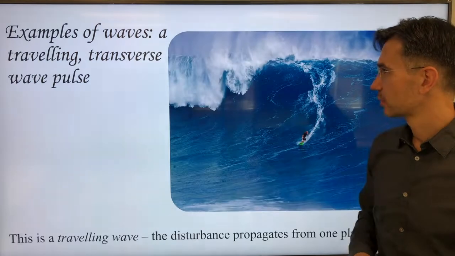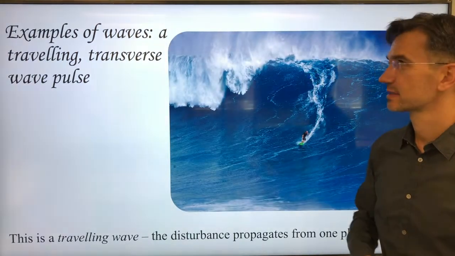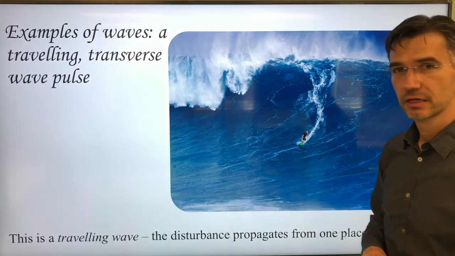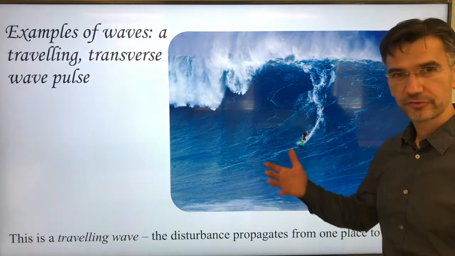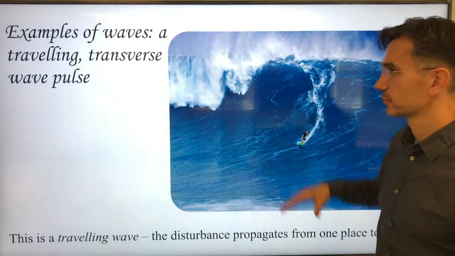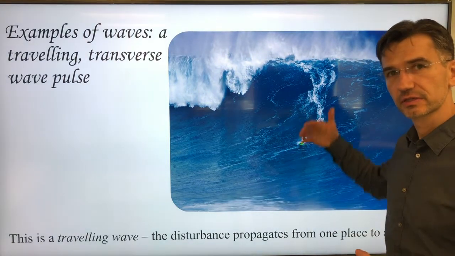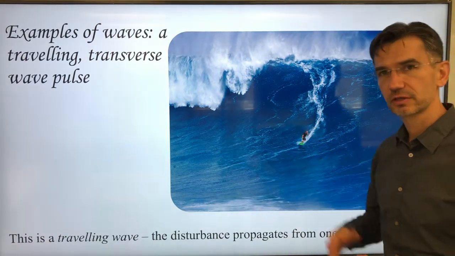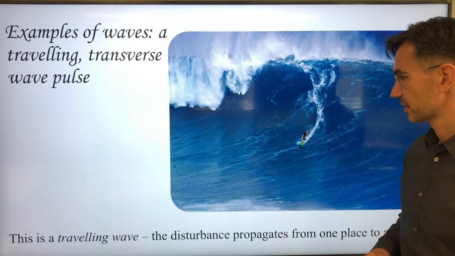And let's go back to our ocean wave. This is an example of a traveling transverse wave pulse. So if we just consider one of these waves, it's a single wave pulse. Of course, if you consider many waves in sequence in the ocean, then you have a periodic wave.